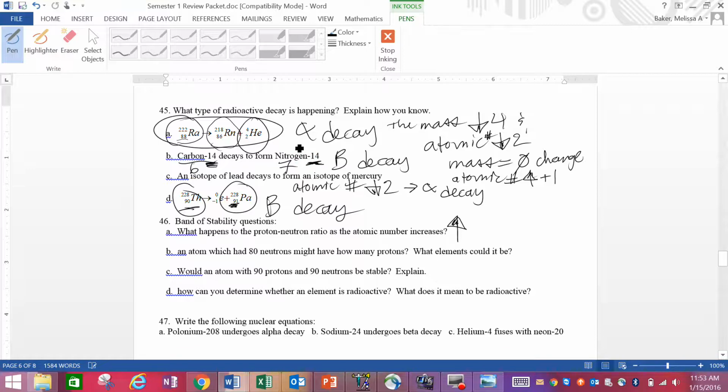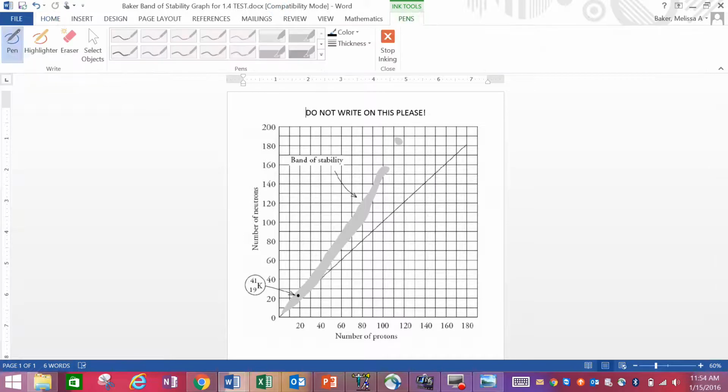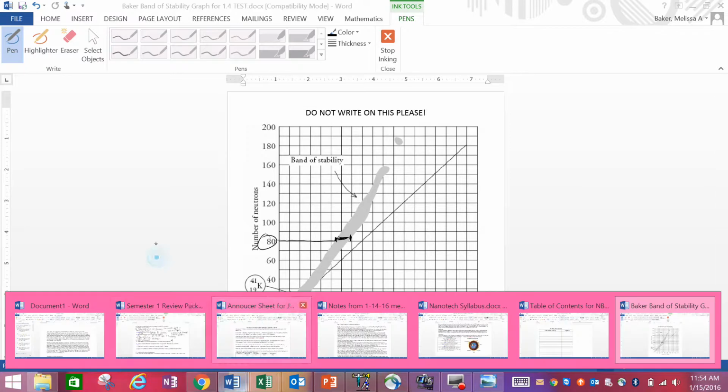An atom that has 80 neutrons might have how many protons? So let's check out our chart here. It's got 80 neutrons, so we want to go to the 80 on this chart. Okay, so we're at the 80. Go over to it. How many protons might it have? So the edge of it starts here, go down. I'm going to approximate that at like, I don't know, 54, 55. Go over to this side, 80, and then go down. That's maybe at 67 or so.